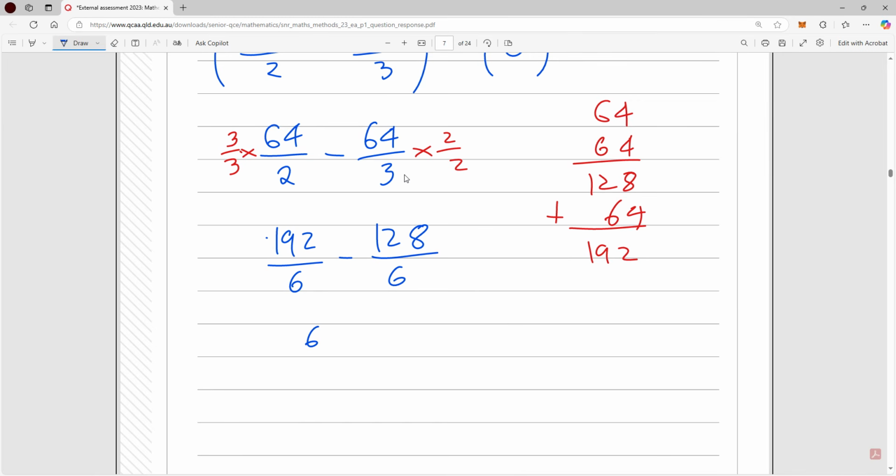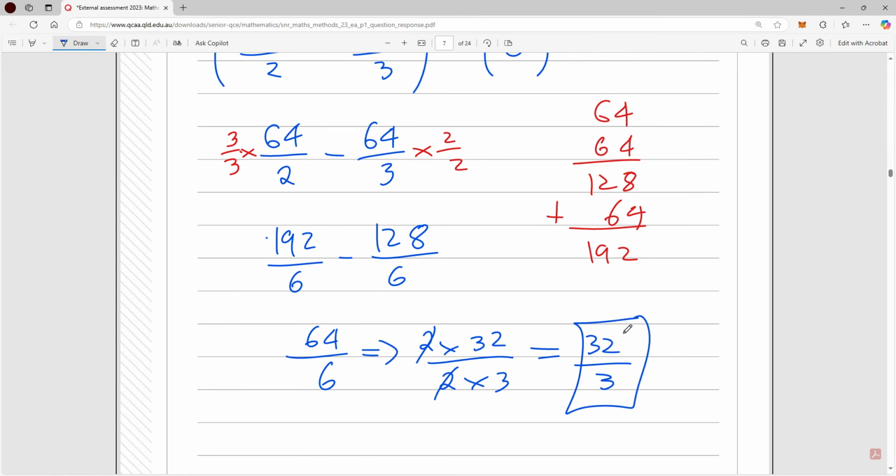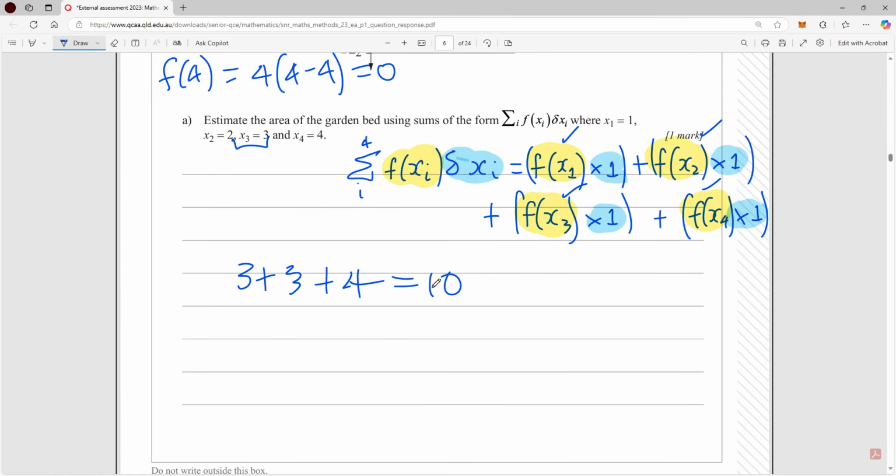That'd give you 64 over 6, I believe. 192 minus 128, is it? Yeah, 64. And then 64 over 6, we just think, alright, what do these guys have in common? They have a common number of 2, so that's the same as 2 times 32, and that's the same as 2 times by 3. And I think it can't be simplified any further than that. So that would be the area. That would be the exact area, and that's the approximate area.